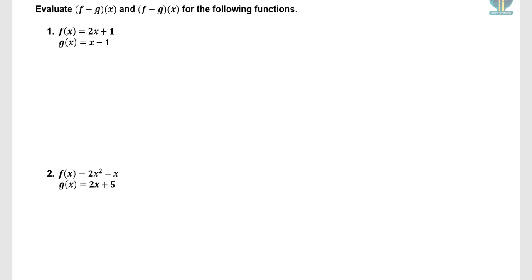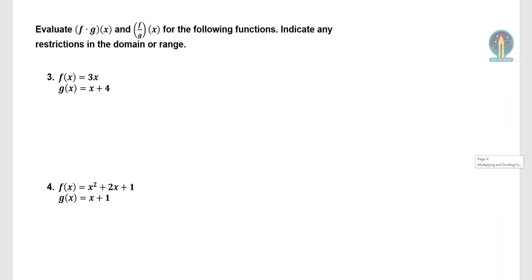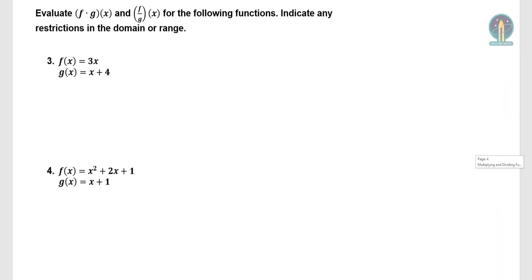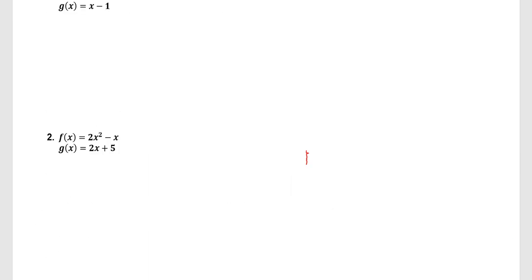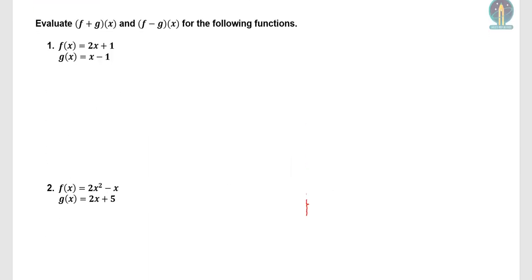Okay, these first two exercises have to do with addition and subtraction, and then the next two have to do with multiplication and division. Okay, so let's work on these ones first. Evaluate f plus g of x and f minus g of x for the following functions. F of x equals 2x plus 1 and g of x equals x minus 1.